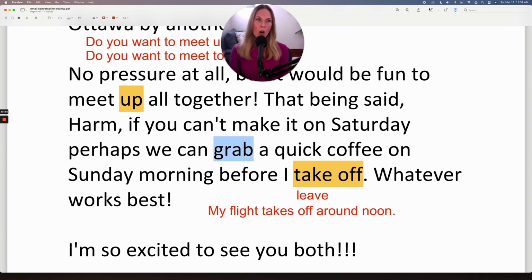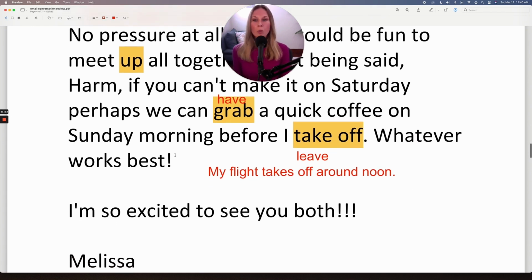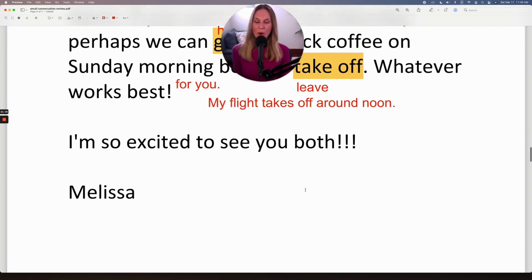Grab is a common casual way of saying have. We can have a quick coffee. We can grab a quick coffee. It's a casual way. We commonly use it though with friends or in casual social situations. Whatever works best. And remember, I told you optionally, you can say whatever works best for you, or in this case, because she's talking to Harm and me, she could say whatever works best for you ladies, to include both of us. I'm so excited to see you both.